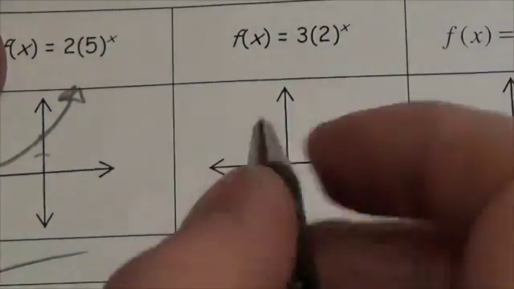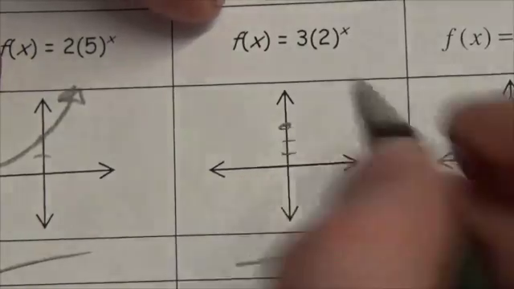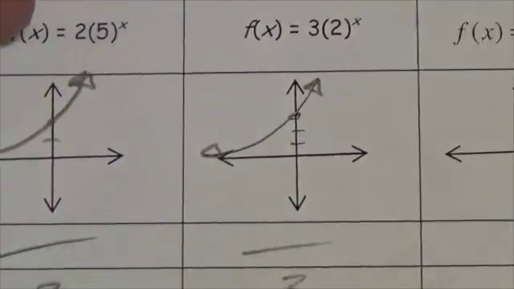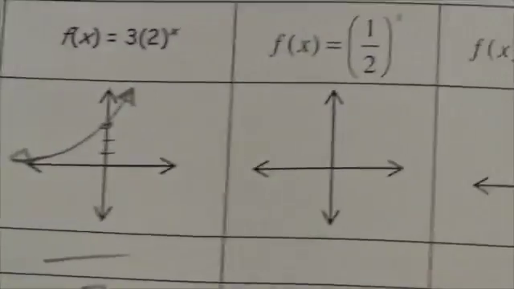So now I can go up to my graph here. I know that it's going to have a y-intercept of 3. I know that it's increasing, so it's got to look something like that. Okay, there we go. The next one.